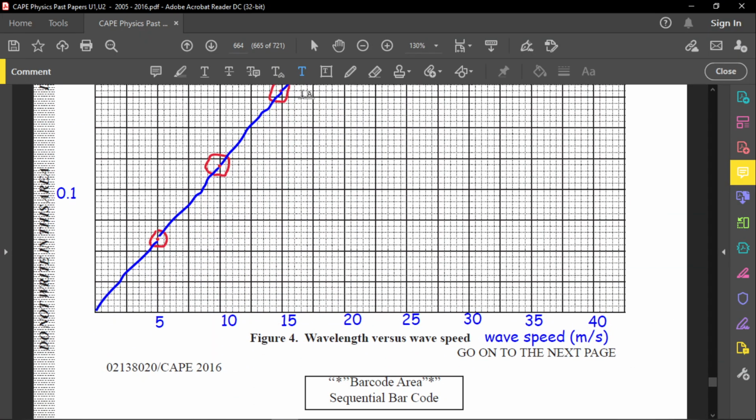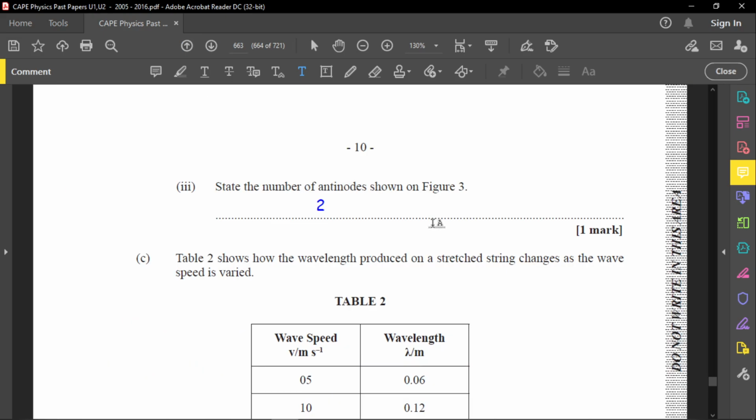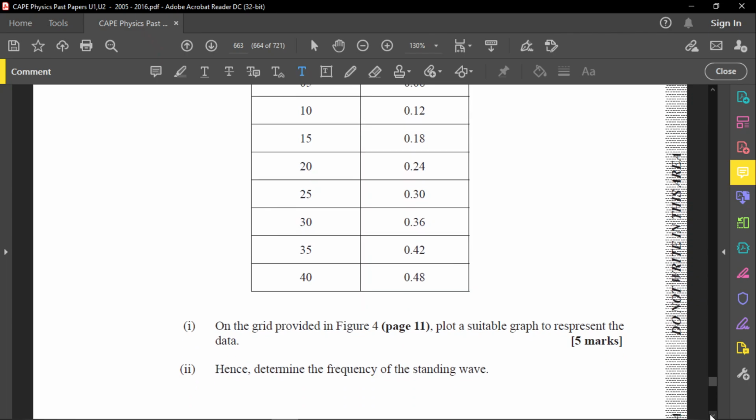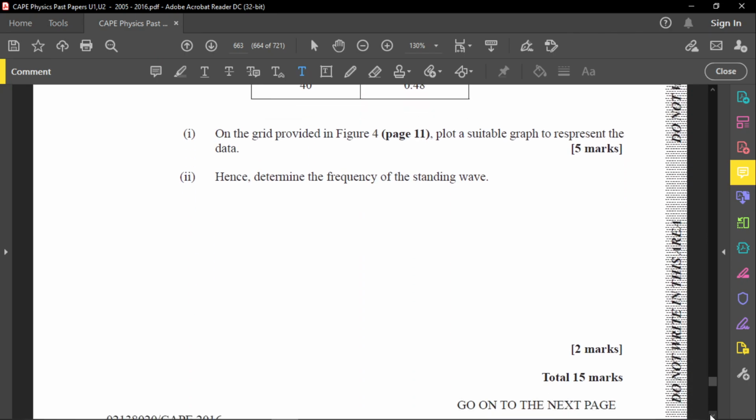All right, so now go back to the question. Let's see what they ask about the graph here. And here it asks us to determine the frequency of the standing wave.